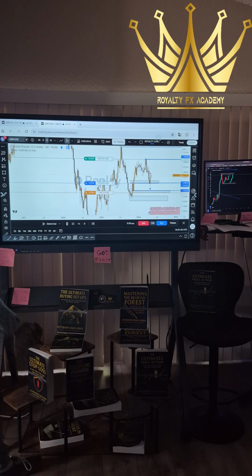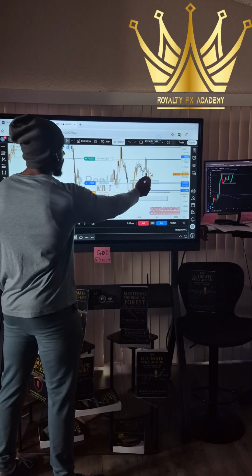Boom. So please understand, also, the weekly is bullish. So 2 weeks, you are bullish. Like I said before. You see how it hit the previous structure point?